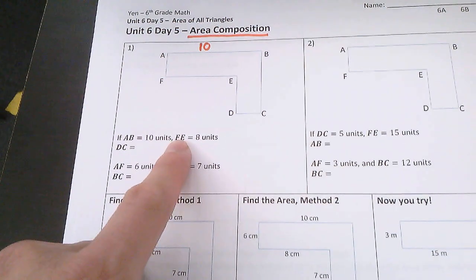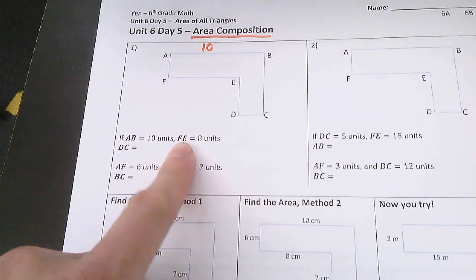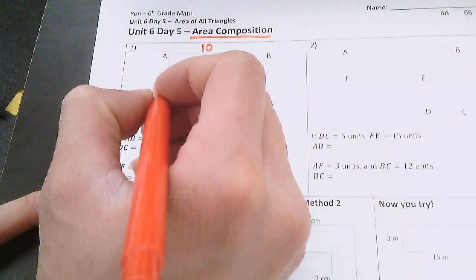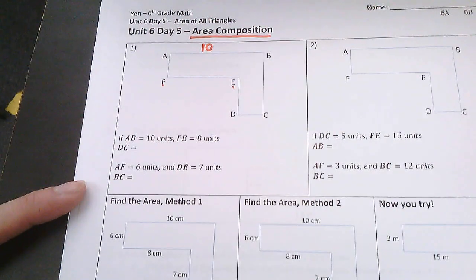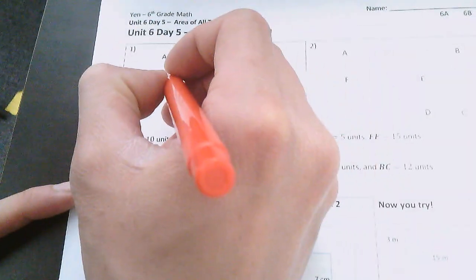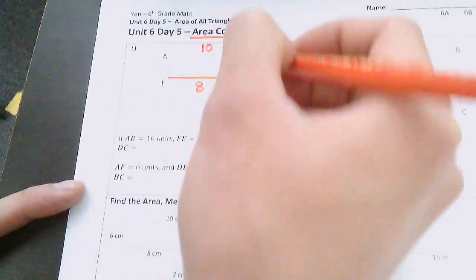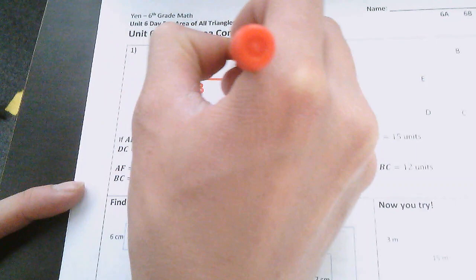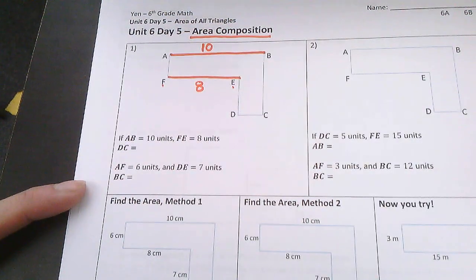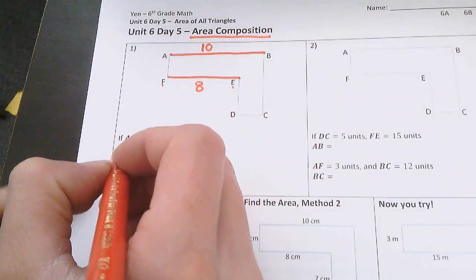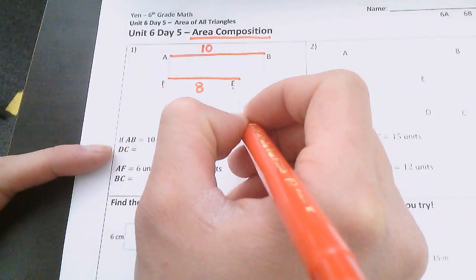And then if side FE is 8 units. So here's F and here's E. So FE, which is this right here, it's going to be 8. Wait, we already did AB, which is 10. And now it's asking us to figure out what would side length DC be.